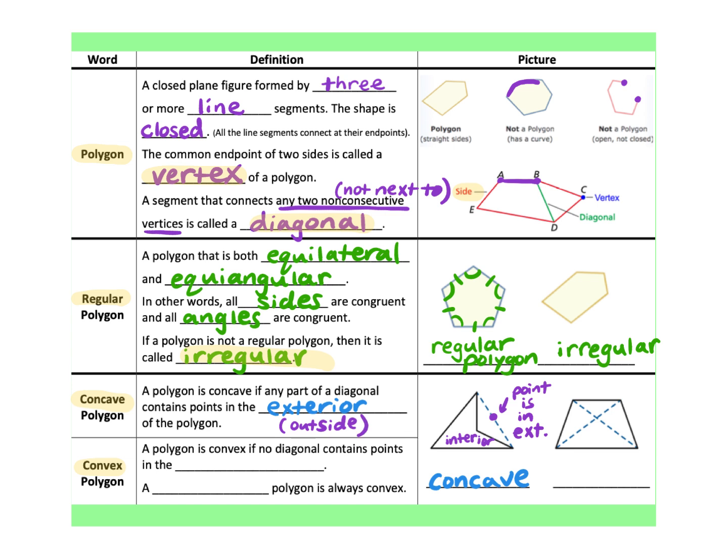Now, a convex polygon is just the opposite of concave. A polygon is convex if no diagonal contains points in the exterior.